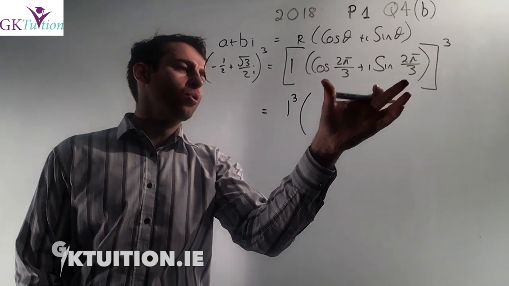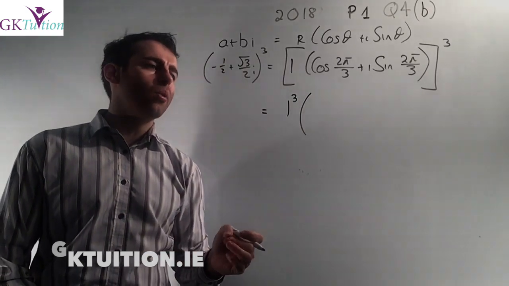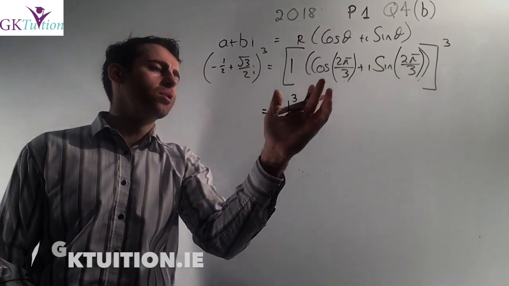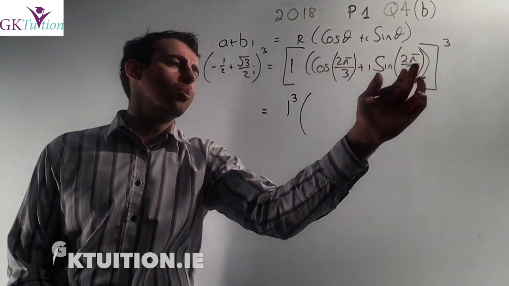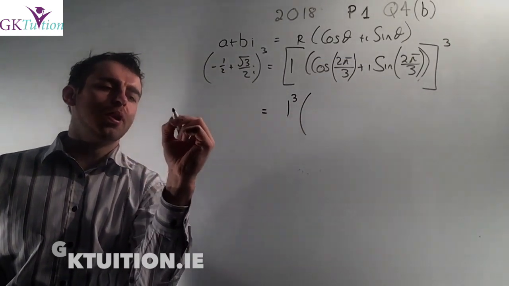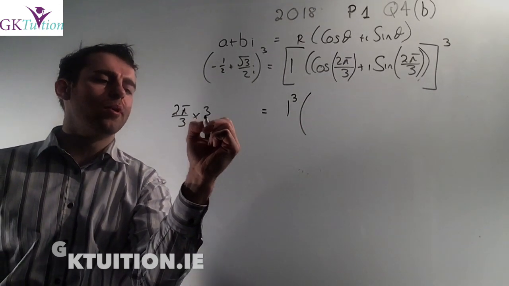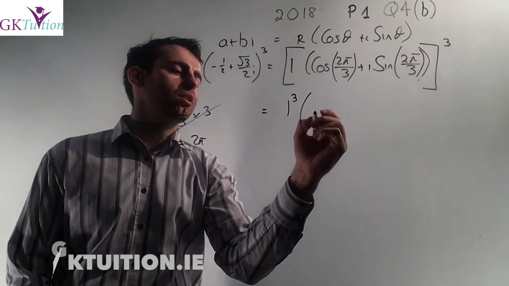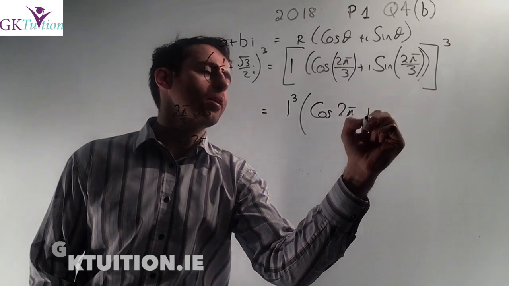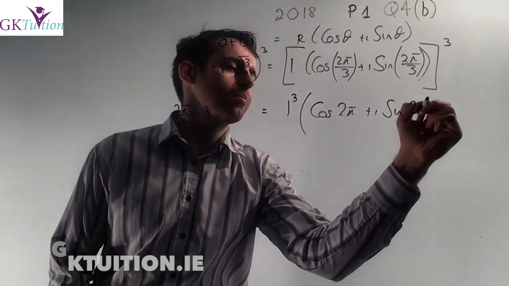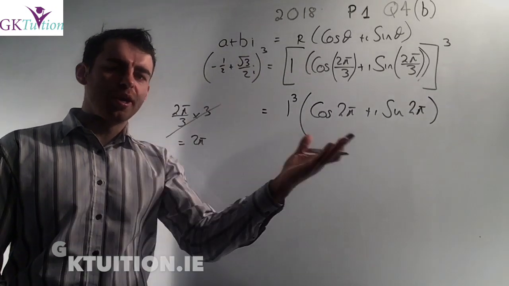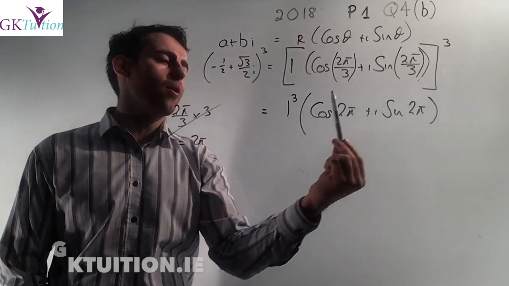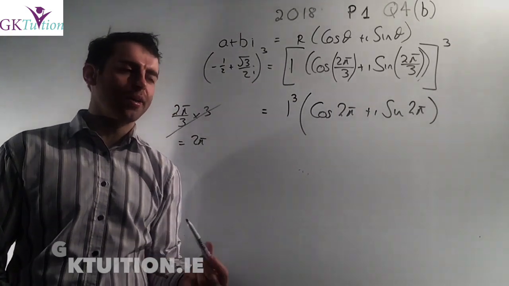And instead of actually multiplying this by itself 3 times, all you have to do is multiply the angle by the power. So all I need to do is multiply 2 pi over 3 by 3. If you multiply 2 pi over 3 multiplied by 3, the 3's just cancel and you're just left with 2 pi. Which means that this actually just becomes the cos of 2 pi plus i times the sine of 2 pi. So all I've done at that stage is I've just applied my de Moivre's theorem. So the modulus to the power of 3, then you multiply the angle by the power. 2 pi over 3 by 3 gives me 2 pi.